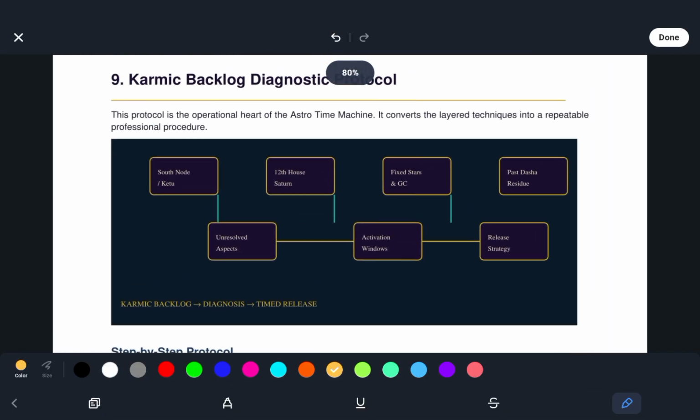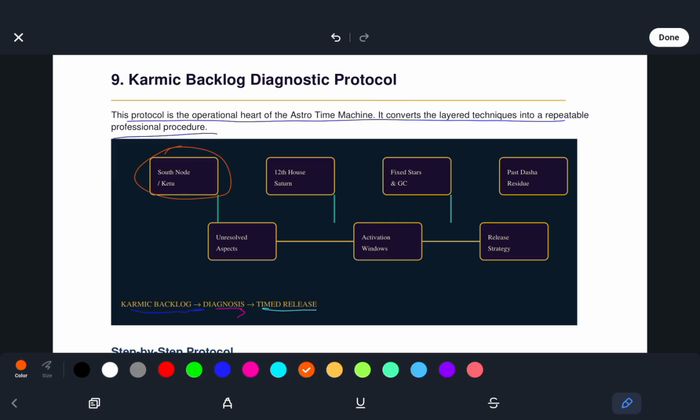Alright, on to the Karmic Backlog Diagnostic Protocol. This protocol is the operational heart of the ATM, and it converts the layered techniques into a repeatable professional procedure. So, from karmic backlog to diagnosis, to the time to release.